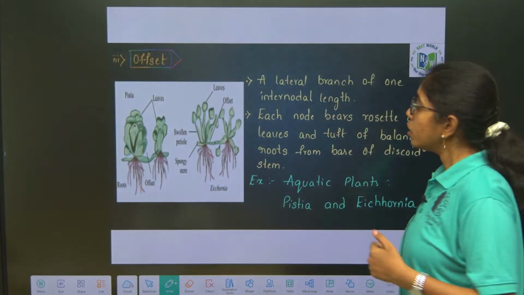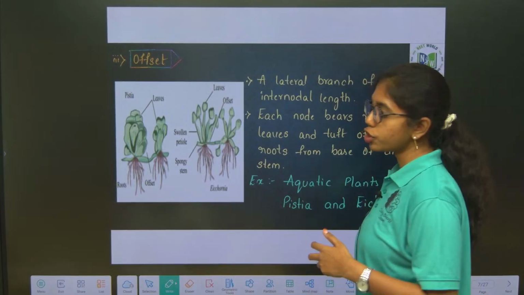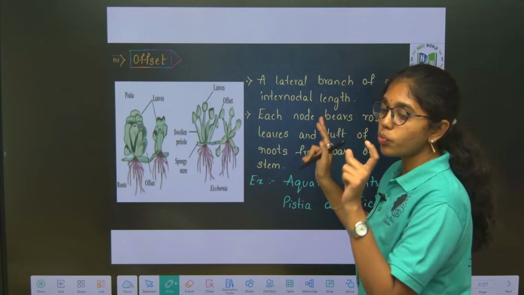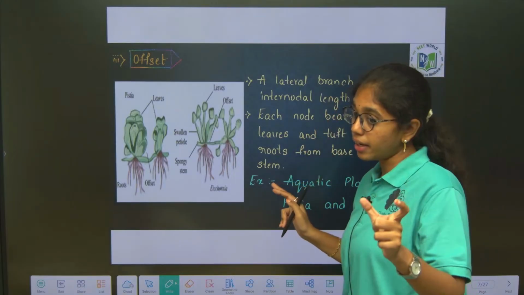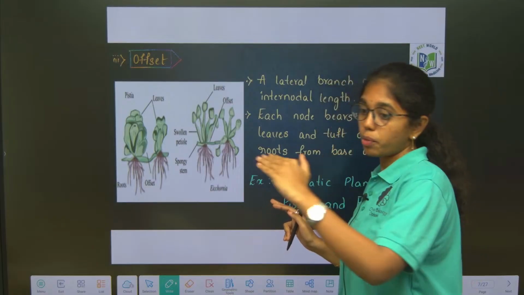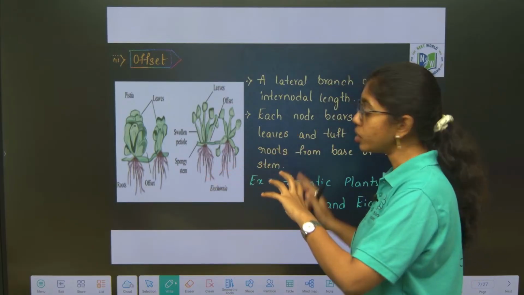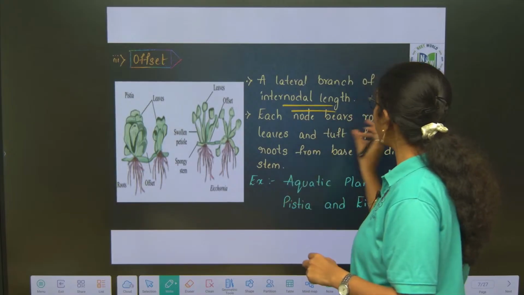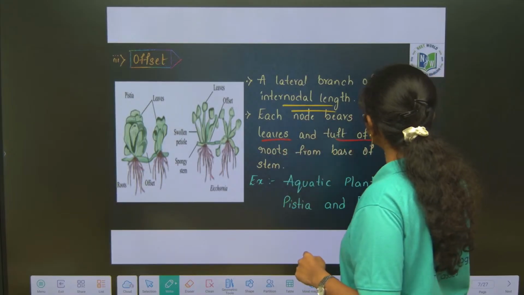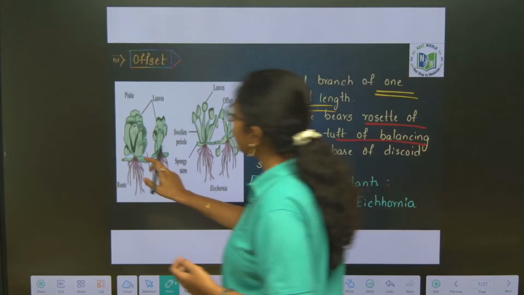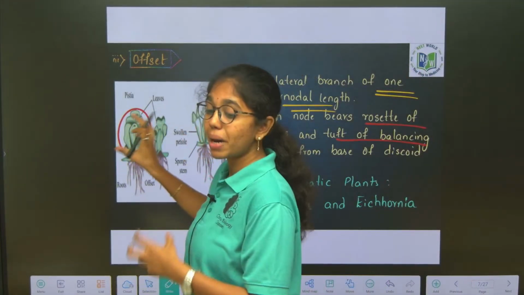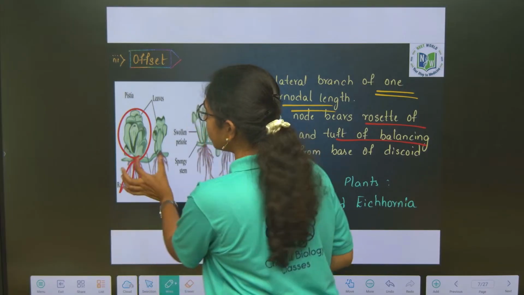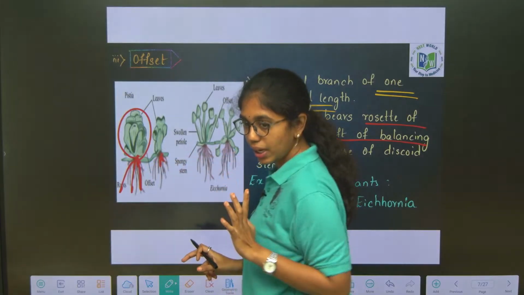Offset. Here, the offset type of stem modification you will mostly see in aquatic plants. The lateral branch here is just one internodal length, unlike runner where the lateral branches are prostrating and spreading out to new niches. Here it is just one internodal length, and each node bears a rosette of leaves and a tuft of balancing roots. Rosette of leaves means a bunch of leaves, and in between each it is just one internodal length.